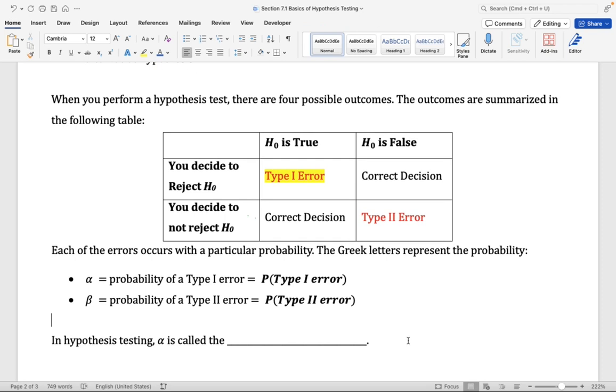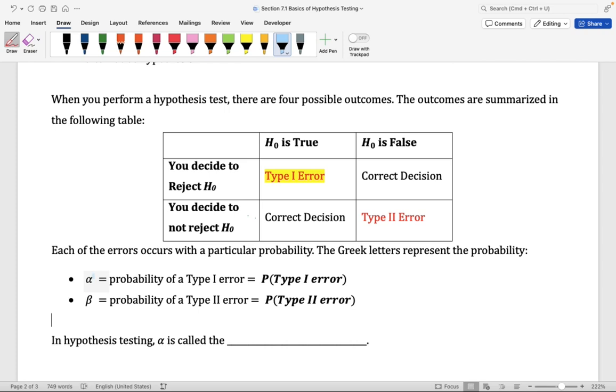Now we have a probability for each type of error. The probability of a type 1 error is represented by alpha. The probability of a type 2 error is represented by the Greek letter beta. You're not going to be finding alpha and beta here. I'm just mentioning the notation that we use to denote the probability of these errors. As I mentioned before, we want to be very careful not to make a type 1 error. So, in hypothesis testing, we're going to be dealing with alpha, the probability of a type 1 error. In hypothesis testing, alpha is what we call the significance level.